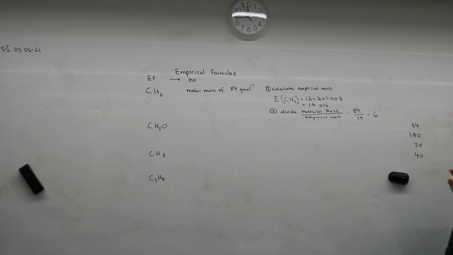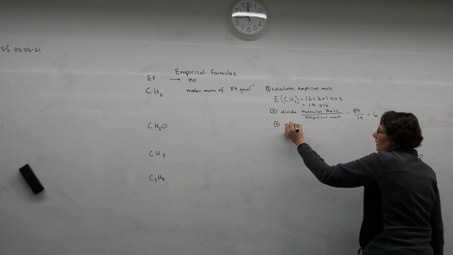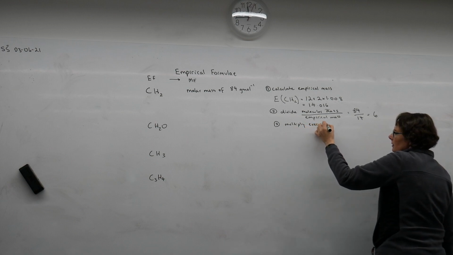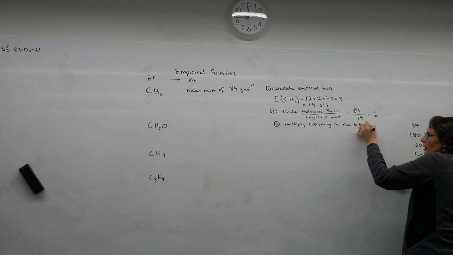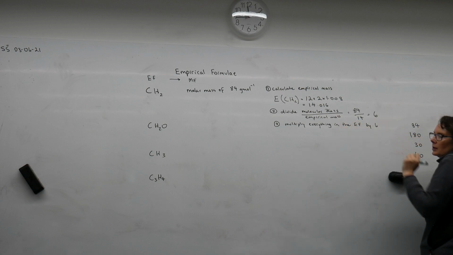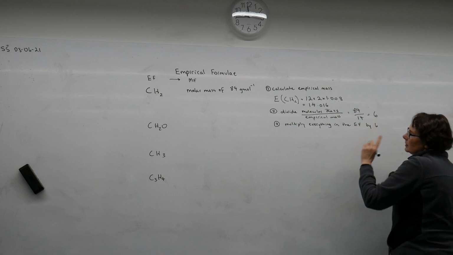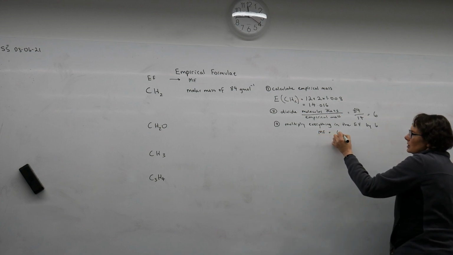And so my last step is to multiply everything in the empirical formula by 6, by the factor that I found at part 2. So that would then, in this case, mean that the molecular formula is C6H12.